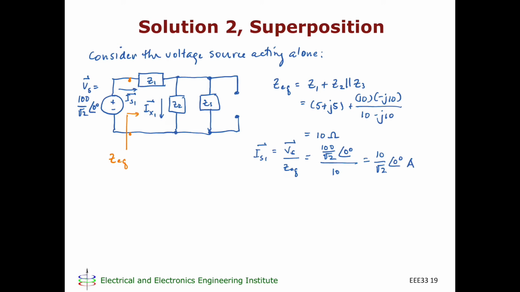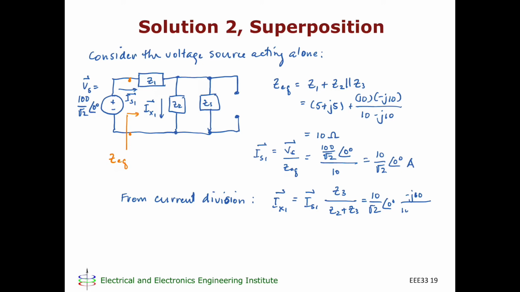So how do I get now I_x1? From current division, I_x1 is equal to I_s1 multiplied by Z3 over Z2 plus Z3. So this is 10 over square root of 2 at an angle 0 degrees multiplied by minus j10 all over 10 minus j10. And I'm going to get 5 at an angle minus 45 degrees amperes.